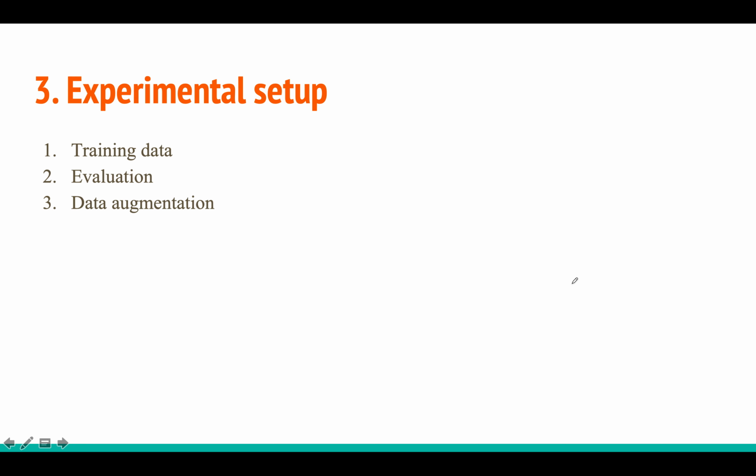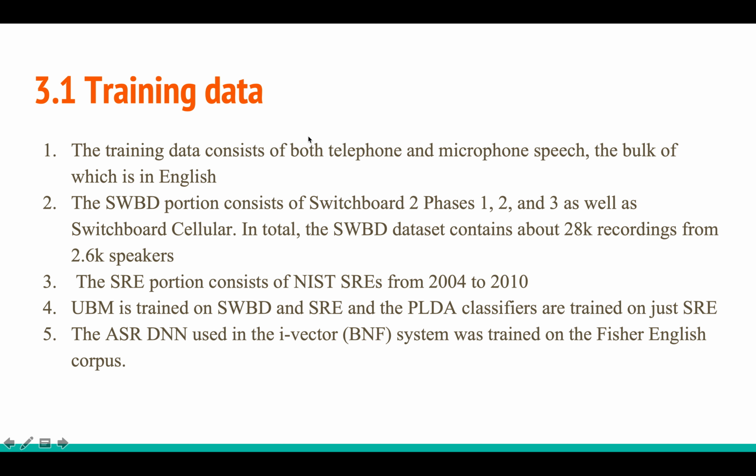Now coming to the experimentation result, we'll explain it in three different pieces. First we'll explain what the training data is, then we'll see what the evaluation data is, then we'll see how they do data augmentation. In the training data, they are using both telephonic data, which is recorded over the telephone, and microphone speech data, which is actually English speech data.